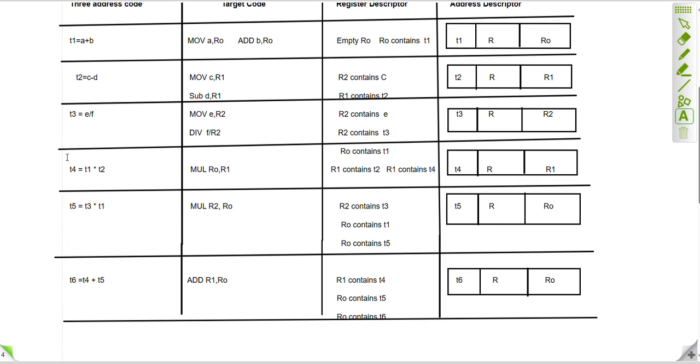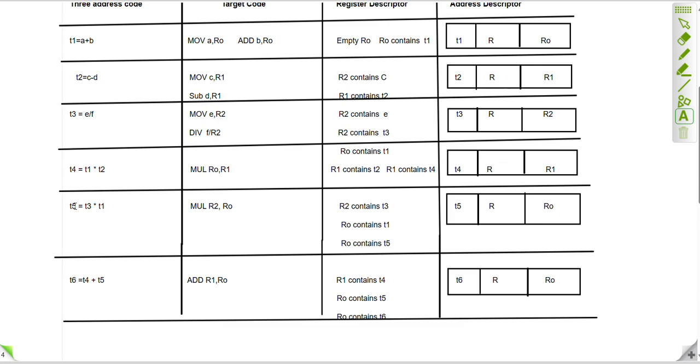Next, T4 = T1 * T2. We'll multiply R0 and R1. Why? Because T1 is present in the R0 register, and T2 is present in the R1 register. So we multiply both of them. Now R1 contains T4. So here we can see the address descriptor: T4 is stored in R1, and the address mode is R.